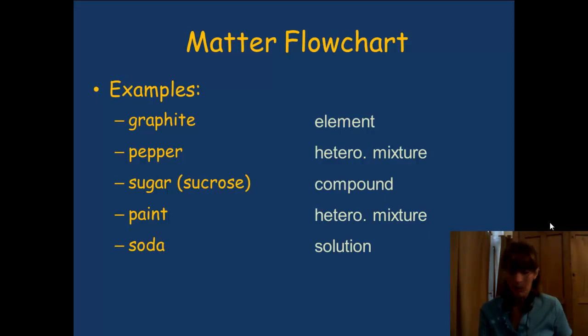Pepper. You look at pepper, you dump some out in your hand, and it's got little black flecks and little white flecks. Can you see parts with different properties? Yes. So it's a heterogeneous mixture. Sugar, you pour some sugar out in your hand, it all looks the same. Sugar is actually C12H22O11. Messy compound. But it's all one unit, it's all one compound, it's a pure substance.